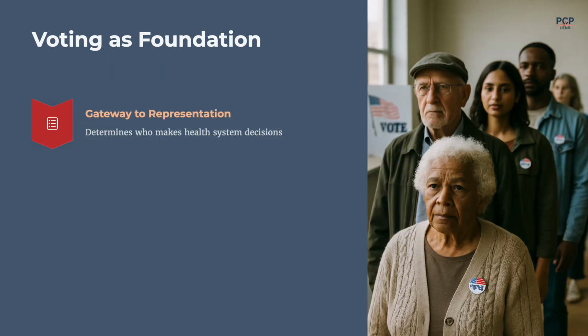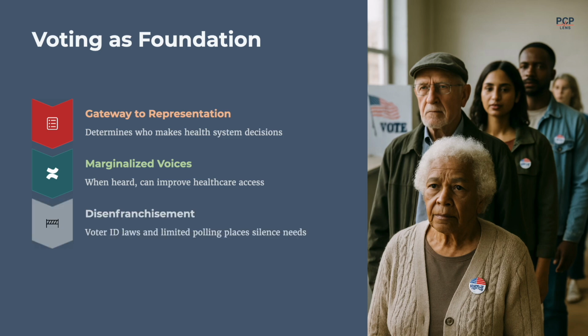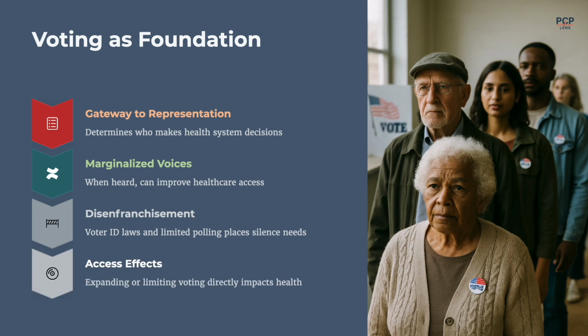When we vote, it elects people who then determine what kind of health decisions are made or not made. When more marginalized people are allowed to vote, their voices can be heard, which leads to improved healthcare access. When people are disenfranchised, creating laws that limit access to voting, such as voter ID laws or limited polling places, the elected leaders are not representative of the population and make laws favoring the people who elected them. Therefore, expanding voting access, especially to marginalized populations, impacts their health.